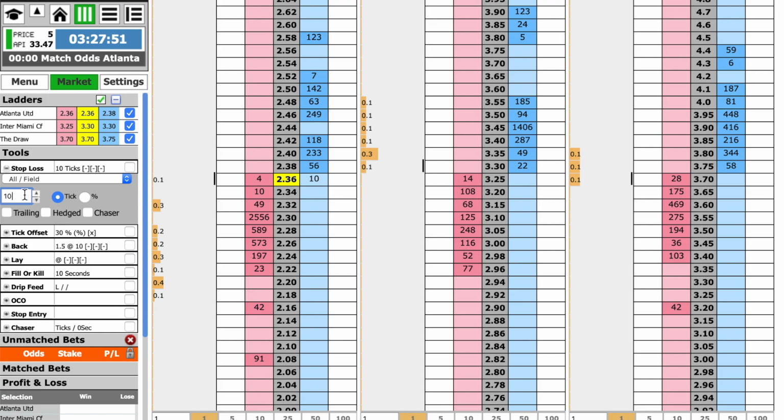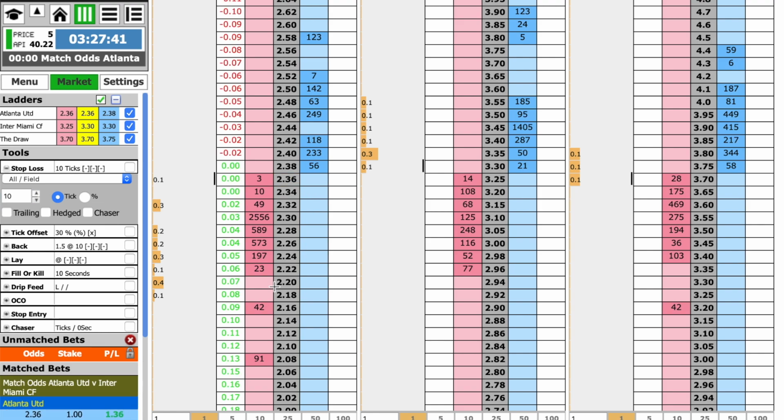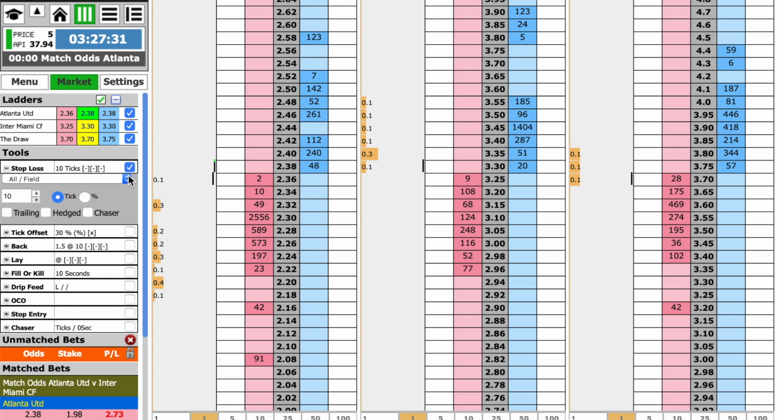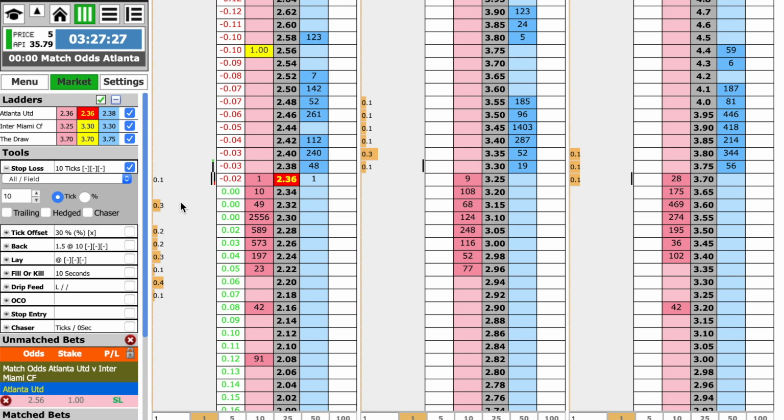Now I'm going to take you through all the options, but I'm going to show you exactly what it does here. So let's just put a £1 bet on the back side of this market. Sorry, I didn't have the stop loss activated there, so I just need to press the tick box here. Let's put my £1 bet in on that side of the market. You see right away our stop loss appears up here at 2.56.